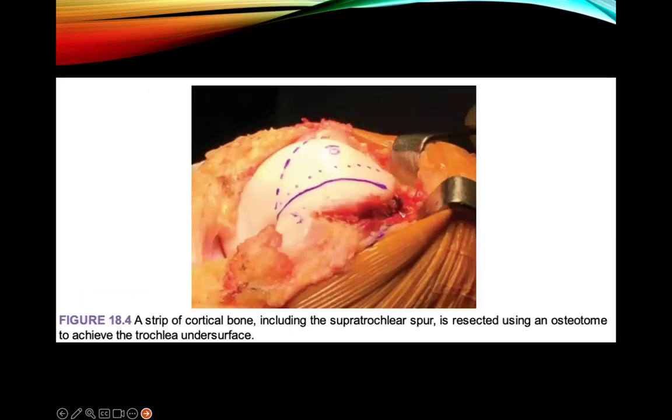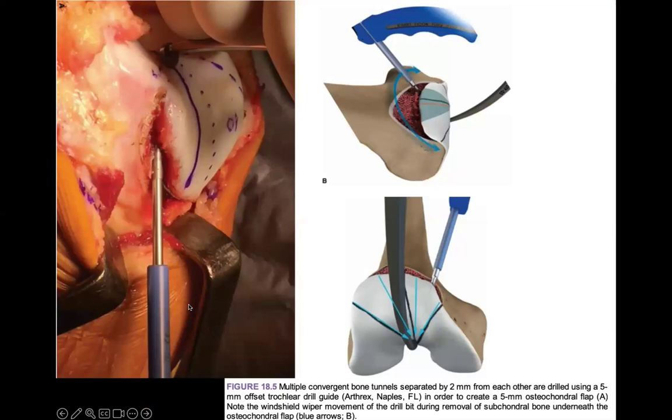Then second, you have to incise and elevate the peritrochlear synovium and the periosteum. Then you have to resect the supratrochlear spur using an osteotome and expose the anterior femoral cortex. Then you have to create an osteochondral flap using a 5 mm drill bit as shown in these images here, and you have to create convergent tunnels. It is created with a drill bit of 2.5 mm, and you have to maintain a distance of 2 mm between two drill holes. And then you have to remove an osteochondral flap of about 5 mm thickness.